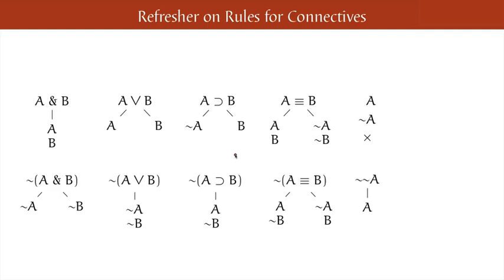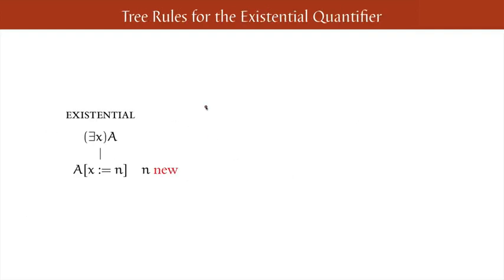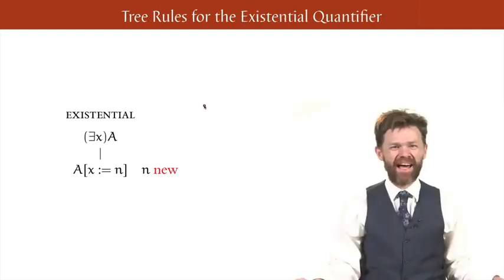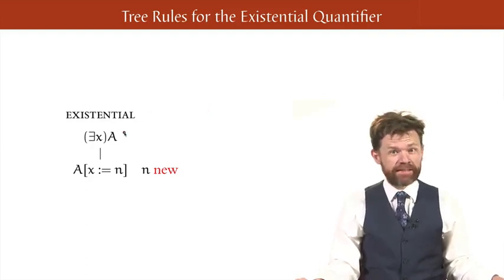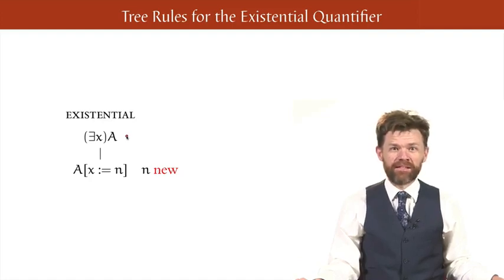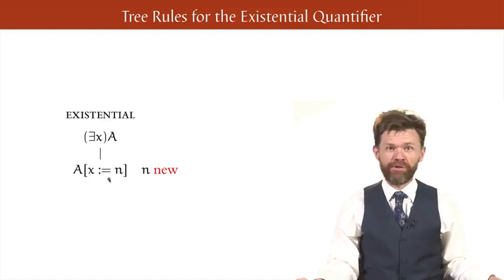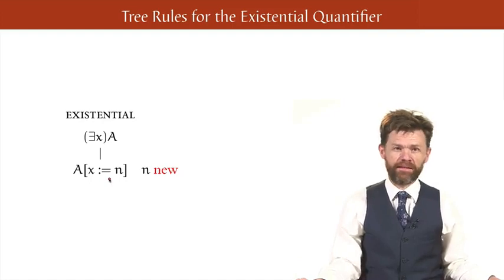That's background knowledge. Now we'll look at the rules for quantifier formulas. We'll start with the rules for the existential quantifier formulas. If we have a formula starting with an existential quantifier, we process it by adding an instance of the formula involving a name new to the branch. Here's why this is the rule.